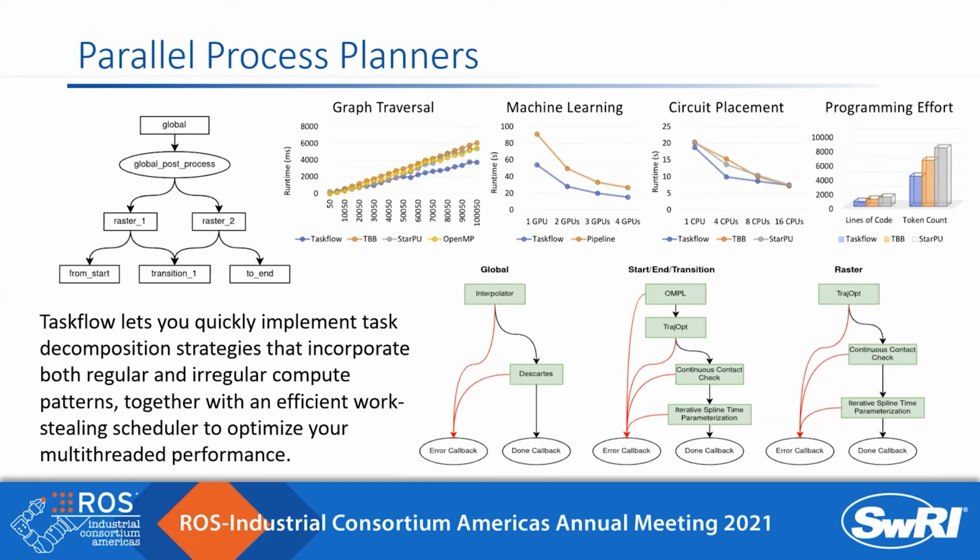And then you can build out the higher level graph, which is on the top left. This is an example where we do some type of global plan, we do some post-processing, and then every row you see there is running in parallel. So then it would spin off raster 1, raster 2. Those would run in parallel. And then once those finish, it will automatically spin up the other tasks from start, transition, and to end. And we'll show an example on the next slide.